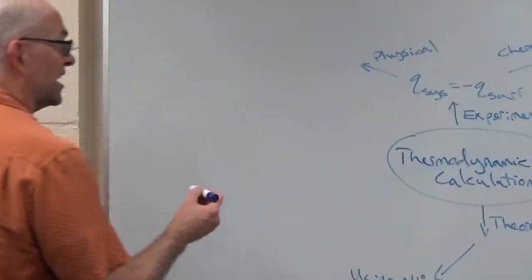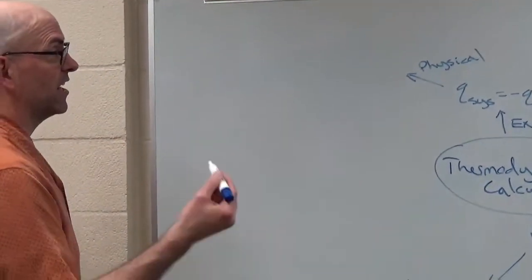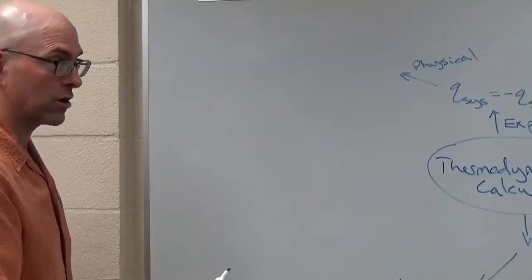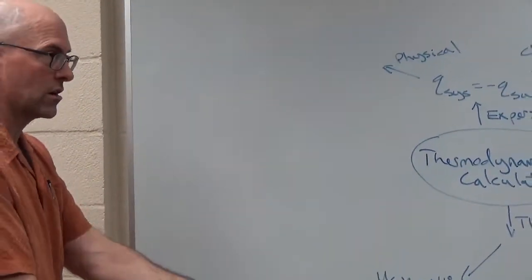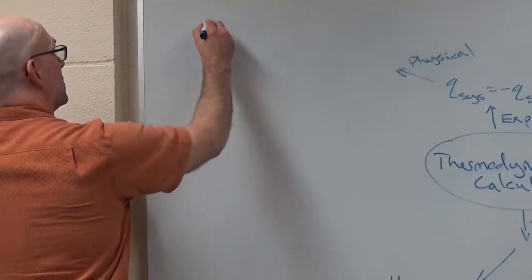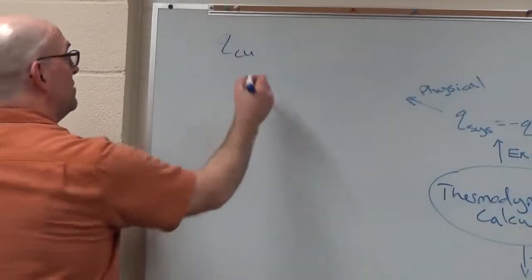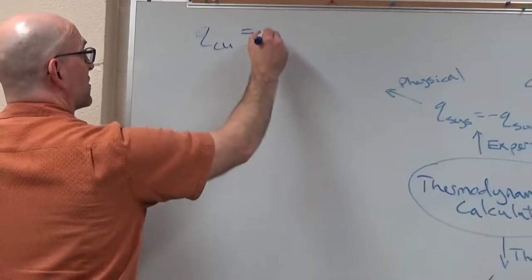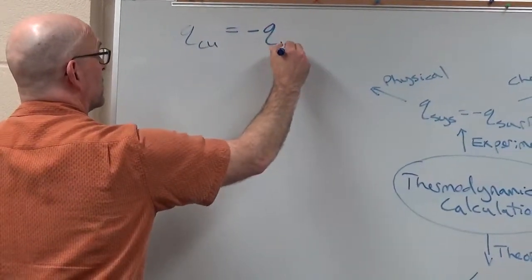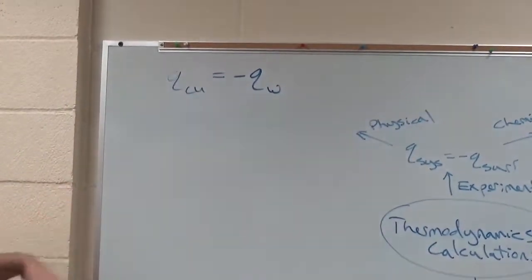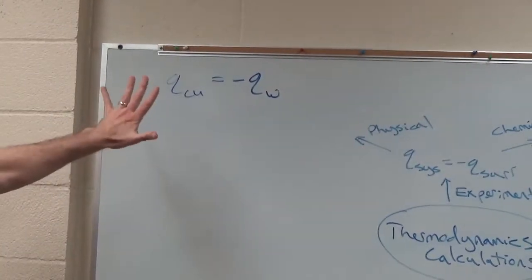So on the front side of the quiz, we simply had a hot piece of metal, copper, being tossed into some water. So the system there was the copper metal, fine, because that's what we're focusing on. The surroundings was water. So that's the basic equation.